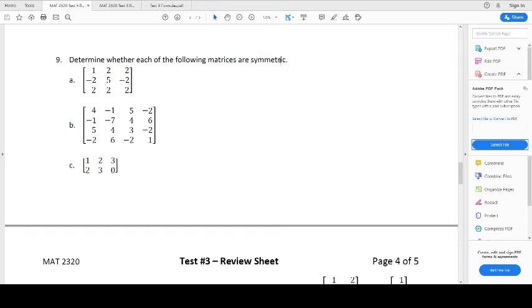Just by definition, being symmetric means that C is equal to its own transpose, but the transpose of this is a completely different size, and so it can never be equal. So part C, the answer here is also this is not a symmetric matrix. So the only symmetric matrix here is part B.